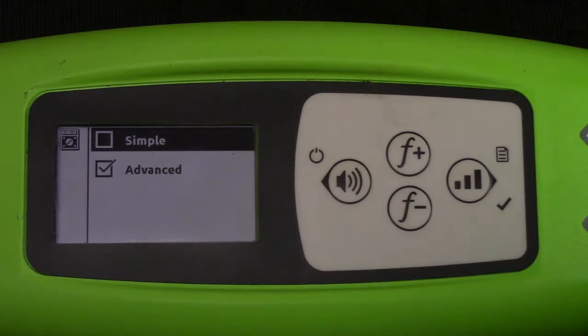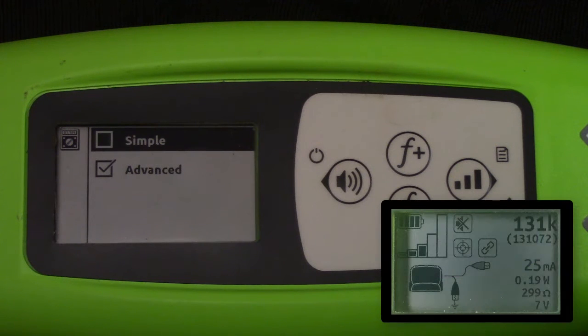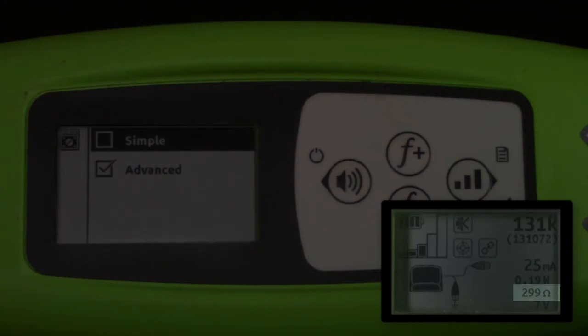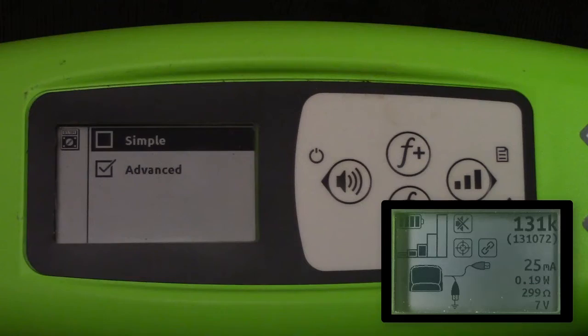Our meter, we always like to encourage everybody to use the advanced feature simply because that gives you the ability to constantly monitor the resistance of your line. By looking at your line resistance, that gives you a good indication as to how good of a signal you're able to put down it.